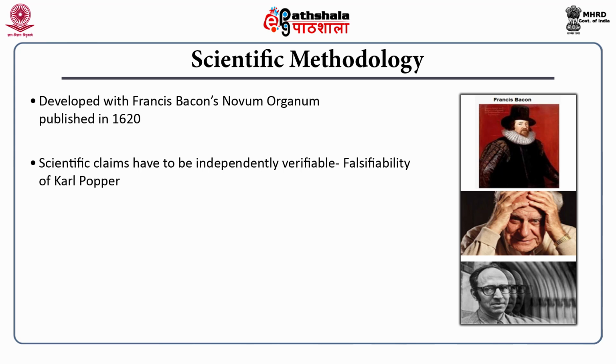Scientific claims have to be independently verifiable. Falsifiability of Karl Popper. The British philosopher of science Karl Popper has said that scientific claims have to be independently verifiable. You can never verify some claims. For example, Russell famously gave the example of Russell's teapot: there is a lone teapot orbiting the sun between Earth and Mars in the Kuiper belt.